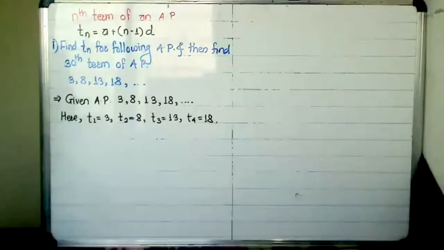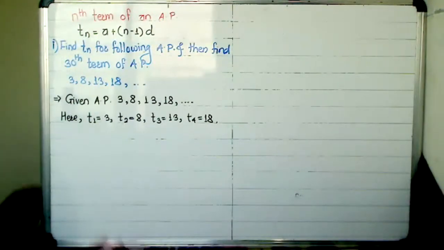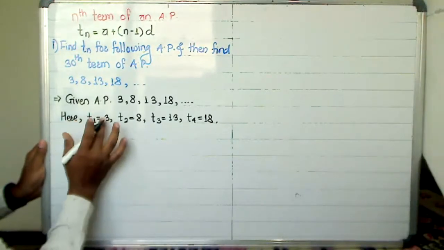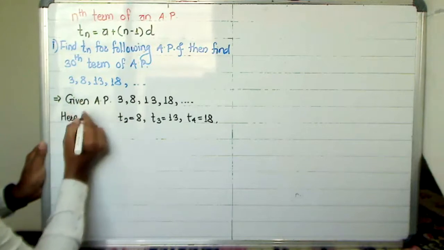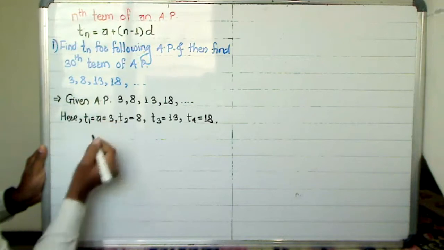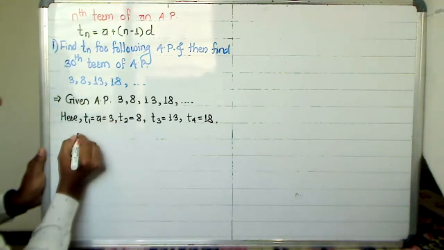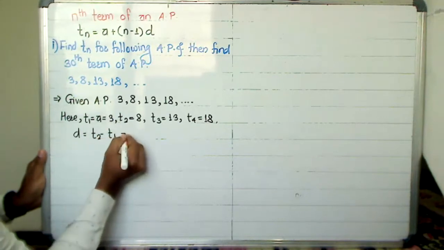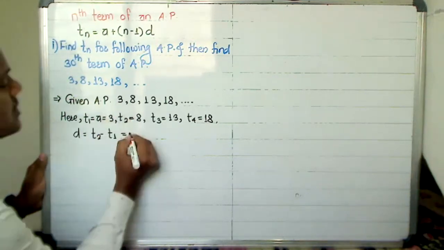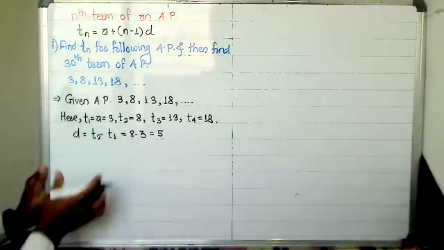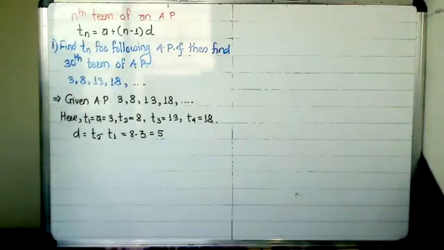Okay. Now D is equal to... T1 is equal to A, which is equal to 3, and D is equal to T2 minus T1. The value of T2 is 8. 8 minus 3 is 5. So the value of D is 5.